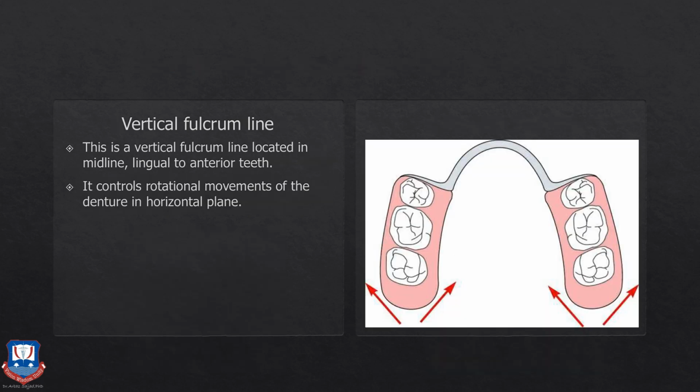Next, and the last fulcrum line is a vertical fulcrum line. So imagine this is a vertical axis that is passing through the center of the patient's head, and the movement along this fulcrum line is appreciated in the horizontal plane. So this is the rotatory or translatory movement of the denture along the vertical axis, or the vertical line which passes through the center of the patient's head. So these are the three fulcrum lines that need to be considered while considering biomechanics in a cast partial.